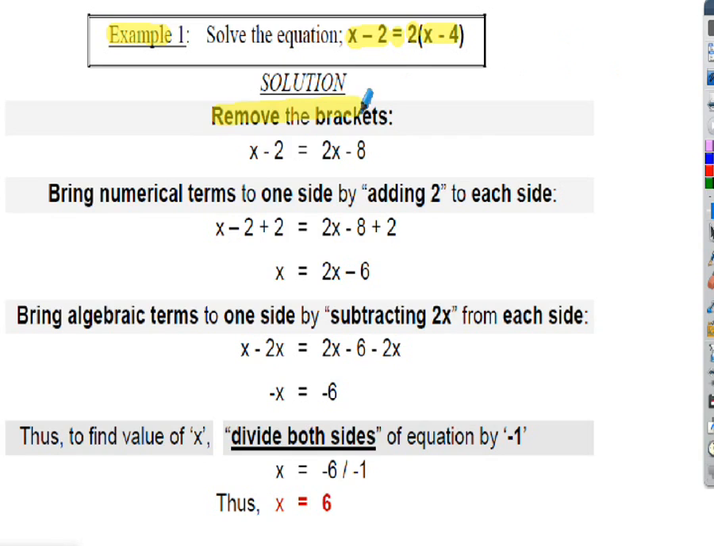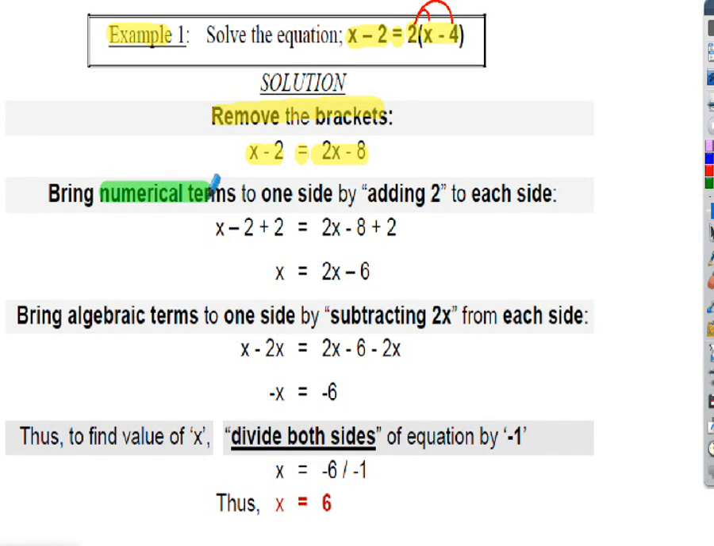So first of all, removing the brackets on the right hand side, we get x minus 2 on the left hand side is equal to 2x minus 8. Don't forget, we're expanding the brackets here. 2 multiplied by the x and 2 multiplied by the negative 4 is the negative 8.